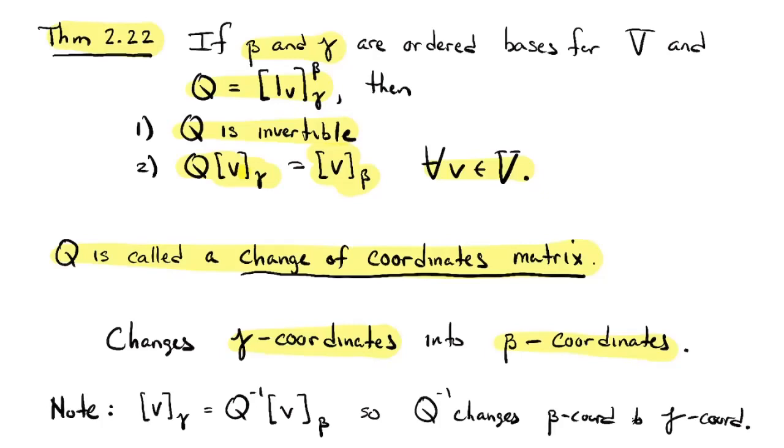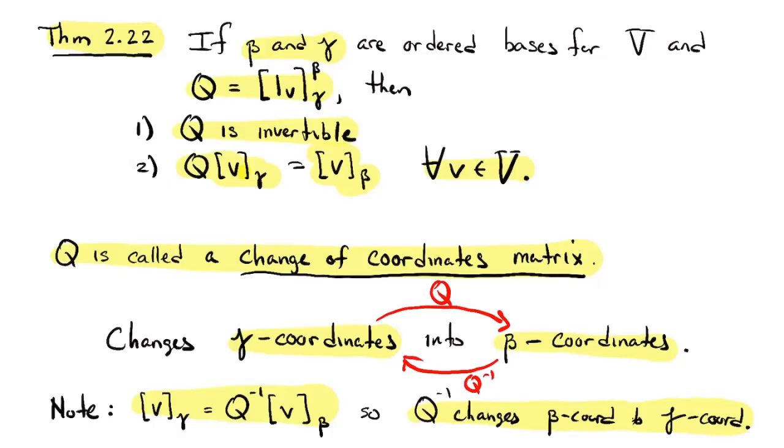But you could certainly take this equation, Q is invertible, and left multiply both sides by Q inverse. Q times Q inverse is 1, so I would exactly get this equation: if I take Q inverse times the coordinates of v in the beta basis, I get the coordinates of v in the gamma basis. So Q inverse changes coordinates exactly the other way. I think it's important to remember that Q, the way we've constructed it above, changes from gamma to beta coordinates. Its inverse changes back.